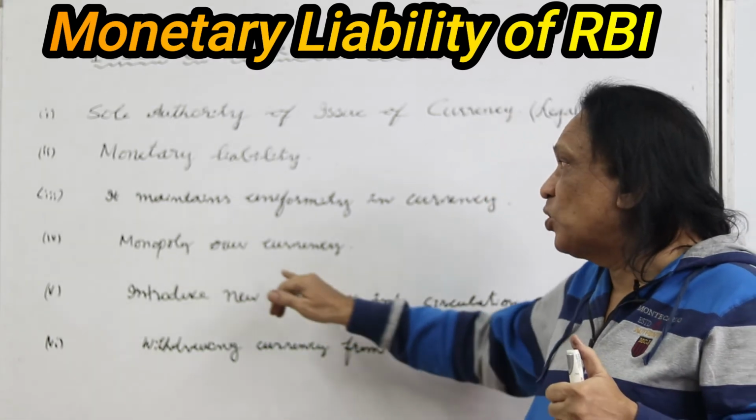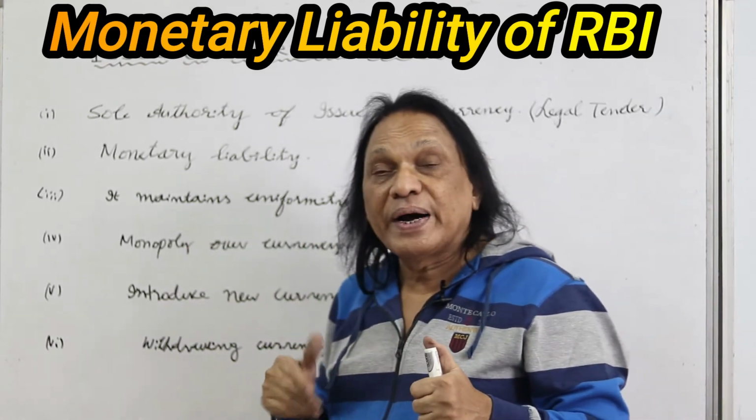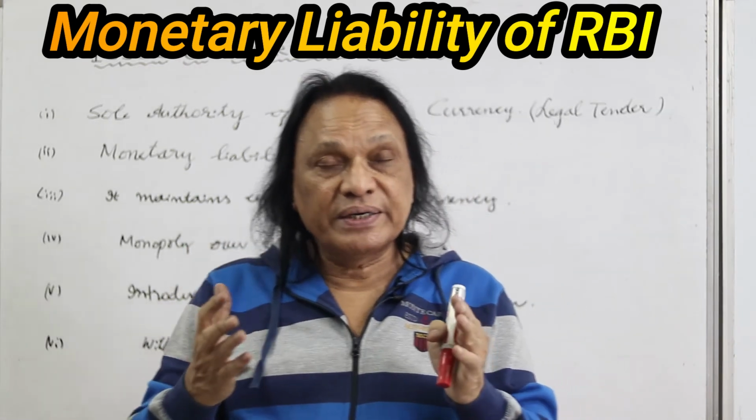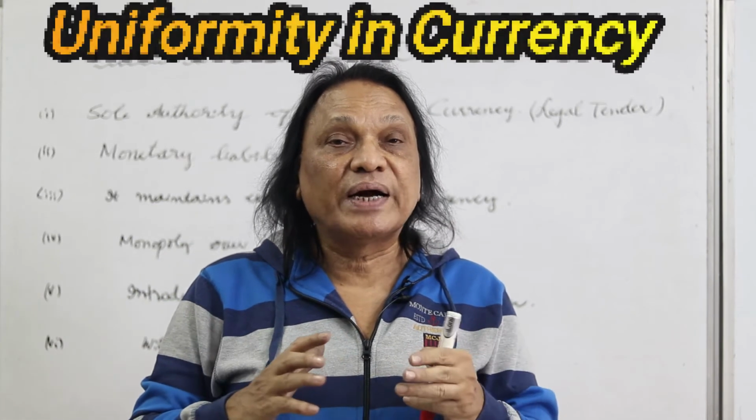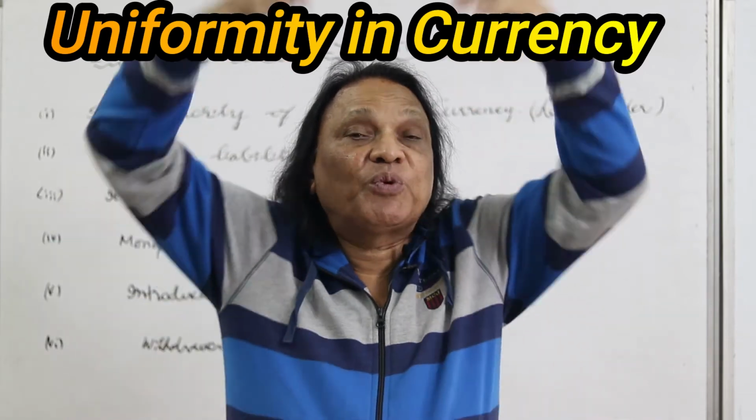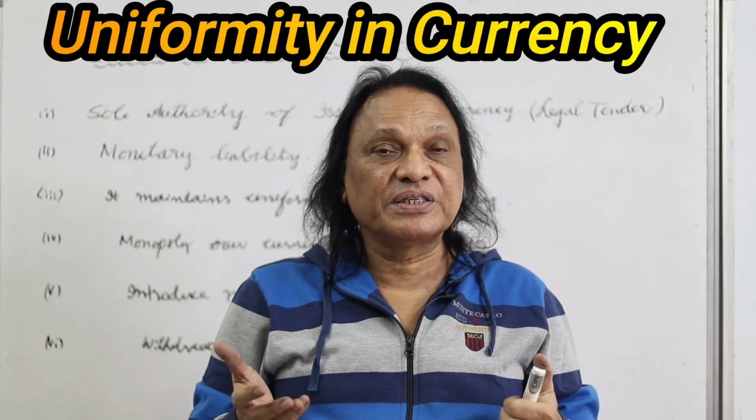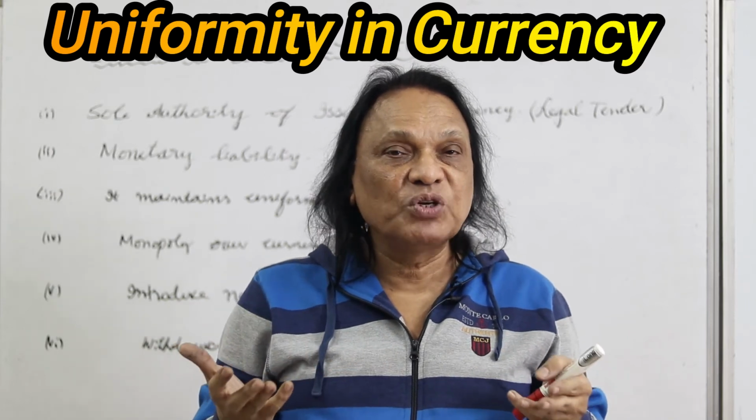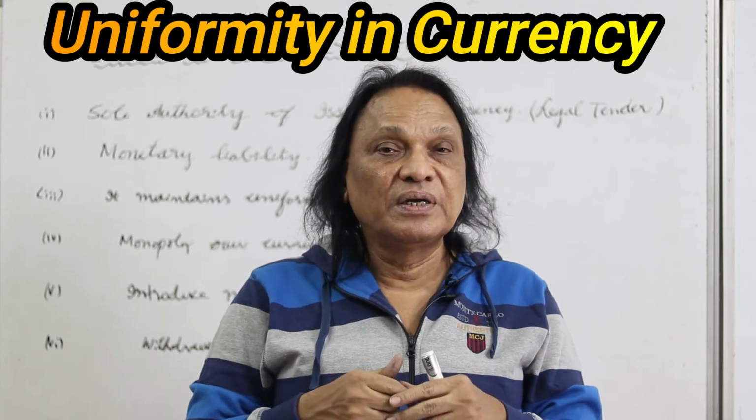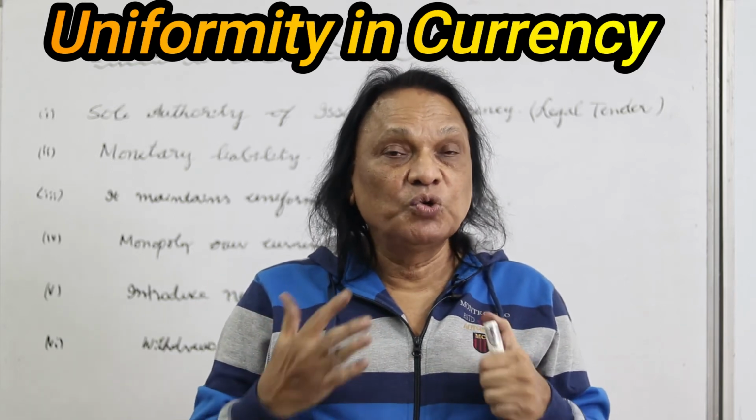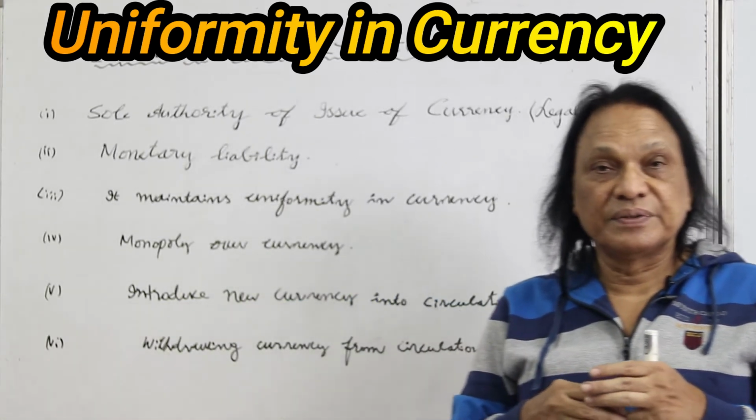The next point, you have monopoly. We discussed it. It maintains uniformity in the currency. Why complete authority? The central bank has the complete monopoly over the currency, so that we have uniformity over the currency. If all the commercial banks were issuing currency notes, you wouldn't have uniformity in the currency. It leads to a lot of confusion. So it maintains uniformity over the currency all over the country.